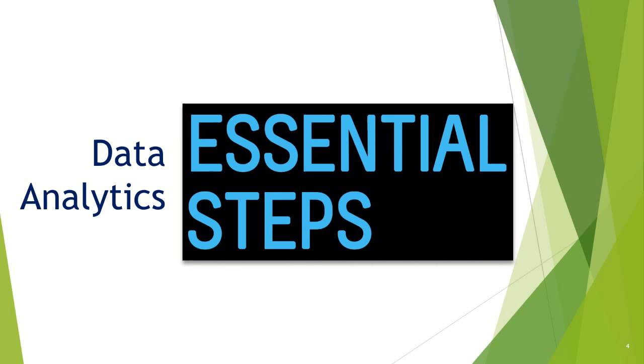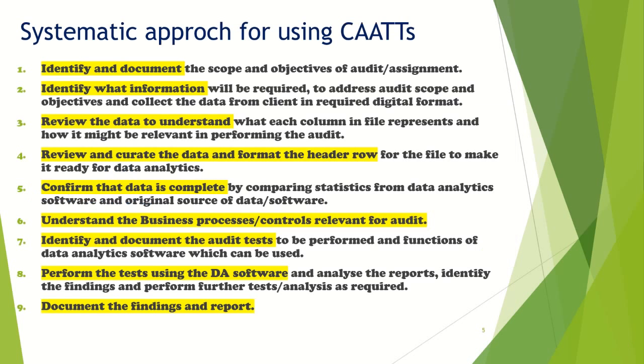Let's have a brief recap of what are the essential steps in using data analytics. This slide gives you the 9 steps systematic approach for using eCAAT. The first step is to identify and document the scope and objectives of the audit or the assignment. It's important to know why are you doing the assignment. What is the specific area you're going to cover?